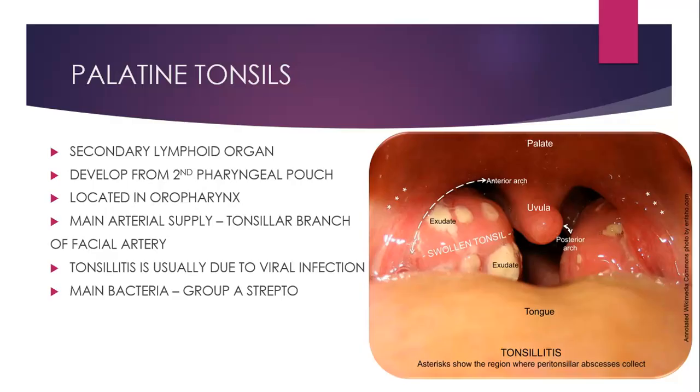It comes from the second pharyngeal pouch. The main arterial supply is the tonsillar branch of the facial artery. So something that can come as a twisted question: you don't expect the facial artery as the main supply for tonsils. You tend to think of a tonsillar artery, but it is coming from the facial artery. Usually it's a viral disease, but if it's bacterial, then you need to always go for a streptococcus screening.